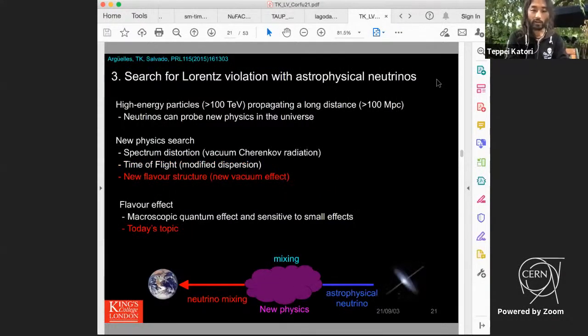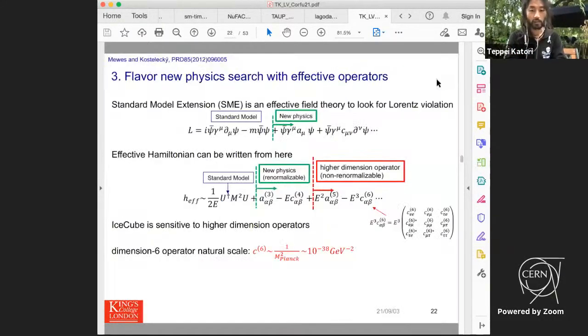The topic I want to talk about today is this flavor structure. The reason is because if you look at the flavor, you can also include some kind of quantum effect that enhances the sensitivity to look for small effects. So this is the reason astrophysical neutrino experiments, while not high precision, are in fact very competitive, even compared with some tabletop experiments.